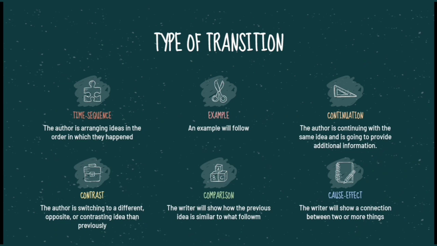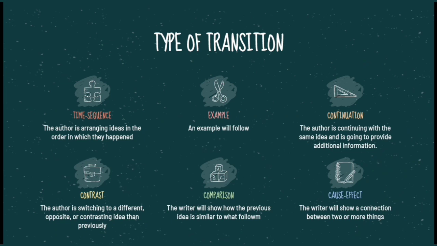The first is time sequence. The author is arranging ideas in the order in which they happen. The examples are first, later, next, and finally. The next is example. An example will follow. For example, for instance, to illustrate, and suggest.